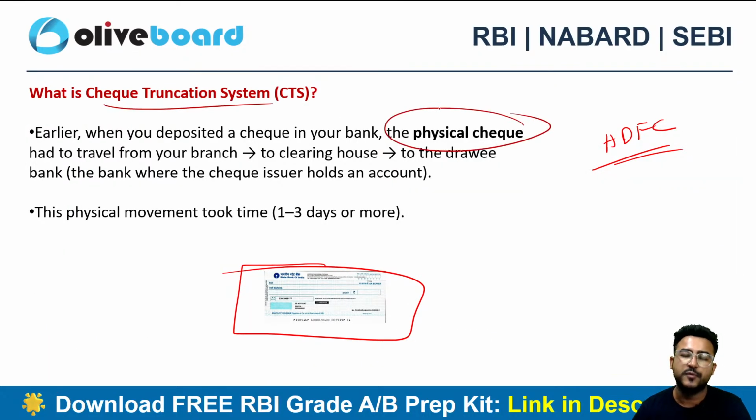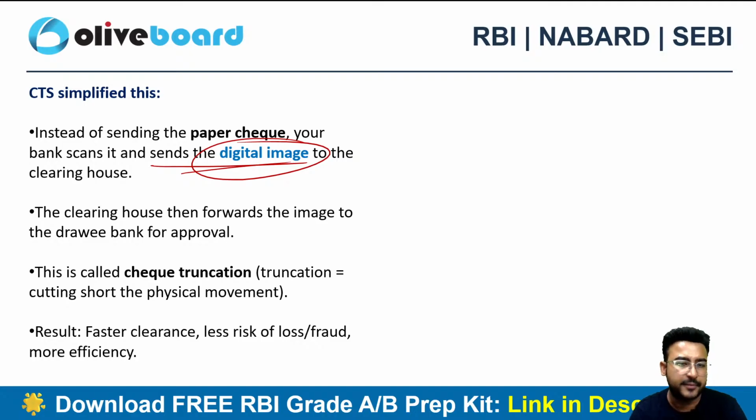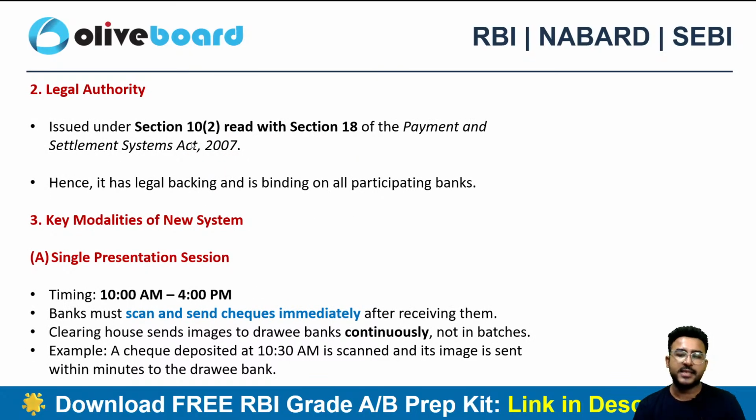Earlier this check used to physically move between bank branches. Now they send digital images of the check rather than the check itself, but there is still a time lag, which creates a huge problem. In the case of outstanding checks, it usually takes 1 to 3 days for the check to get cleared. That's why we have introduced this new system of continuous clearing. There is a timeline for each and everything.